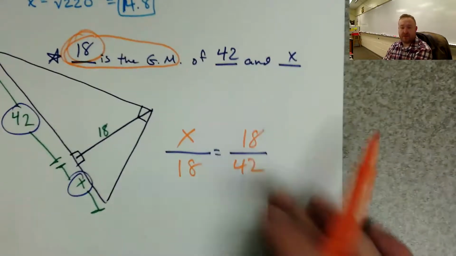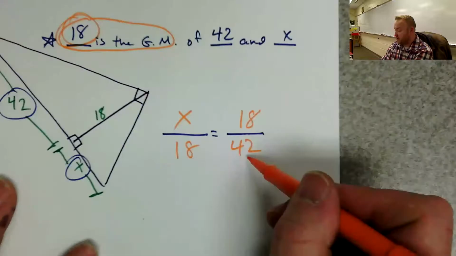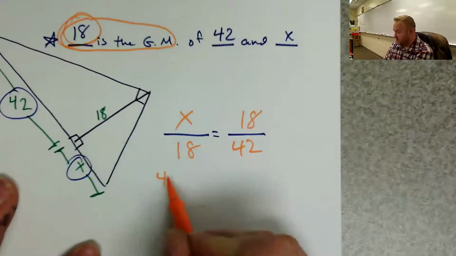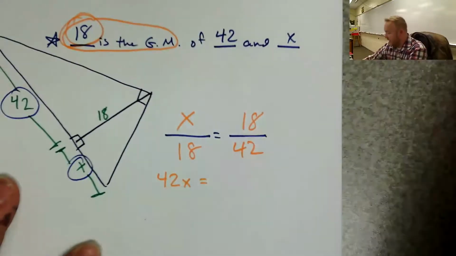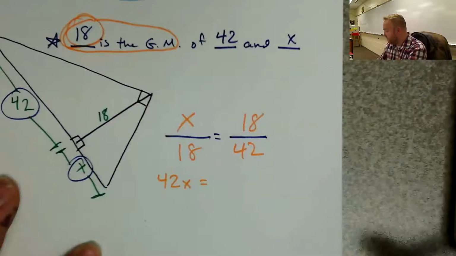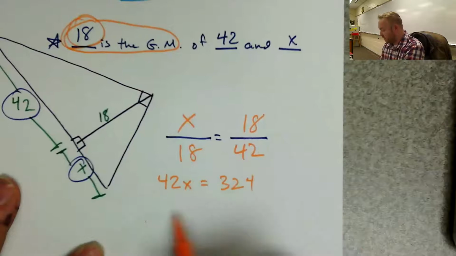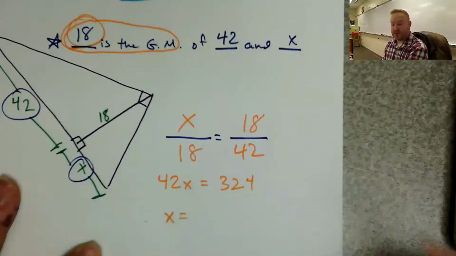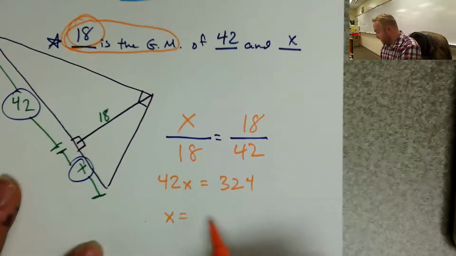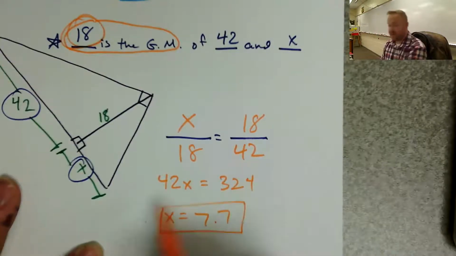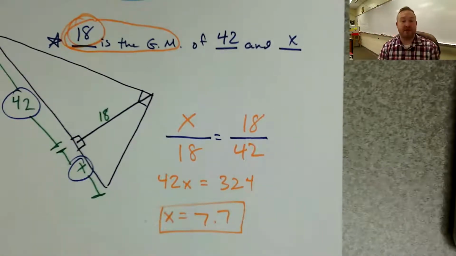We can solve this proportion lots of ways. We could use cross products. X times 42 is 42x, and then 18 times 18 is 324. And so to solve for x, I just need to divide 324 by 42, and I get 7.7. Okay, that's one of the theorems that you need to know.